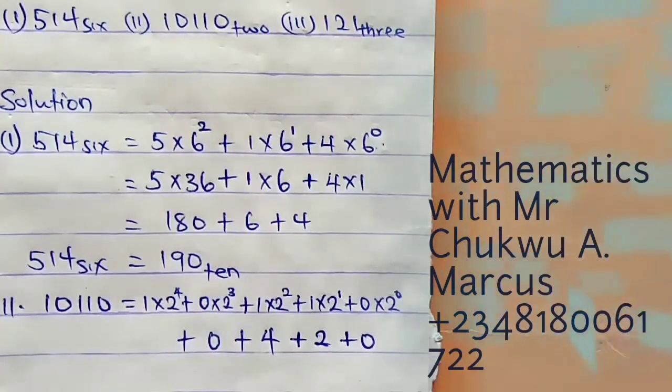2 raised to the power 4 is 2 times 2 times 2 times 2, which is 2 times 2, 4. 4 times 2, 8. And 8 times 2 will give us 16. 1 times 16 will give us 16.